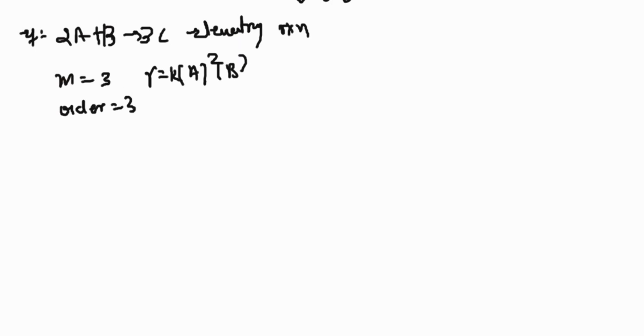Now this is valid only when the reaction is an elementary reaction. When it is a complex reaction, we cannot calculate directly. We have to know the rate determining step for that particular reaction, that is the steady state approximation. That we will do later. So molecularity is 3, and R equals K A square B if it is an elementary reaction. So it is called a third order reaction, molecularity 3.